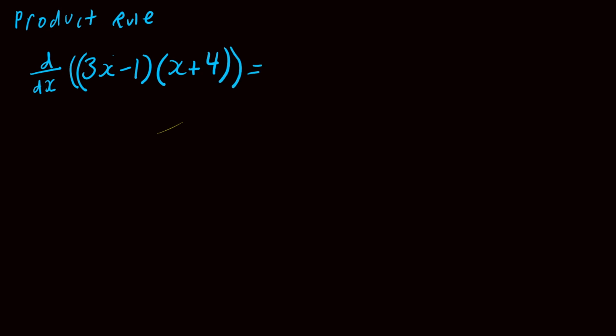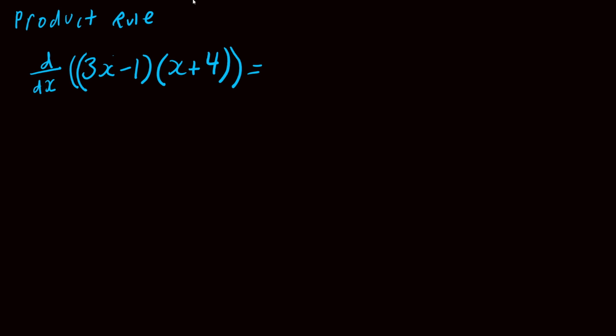And we want to find the derivative of that. While you could multiply this out, what if it was like 3x minus 1 squared? That'd be a lot of multiplying, and you don't need to do that. So I'm just going to show you a simple example first, but I'll show you the formula, right?